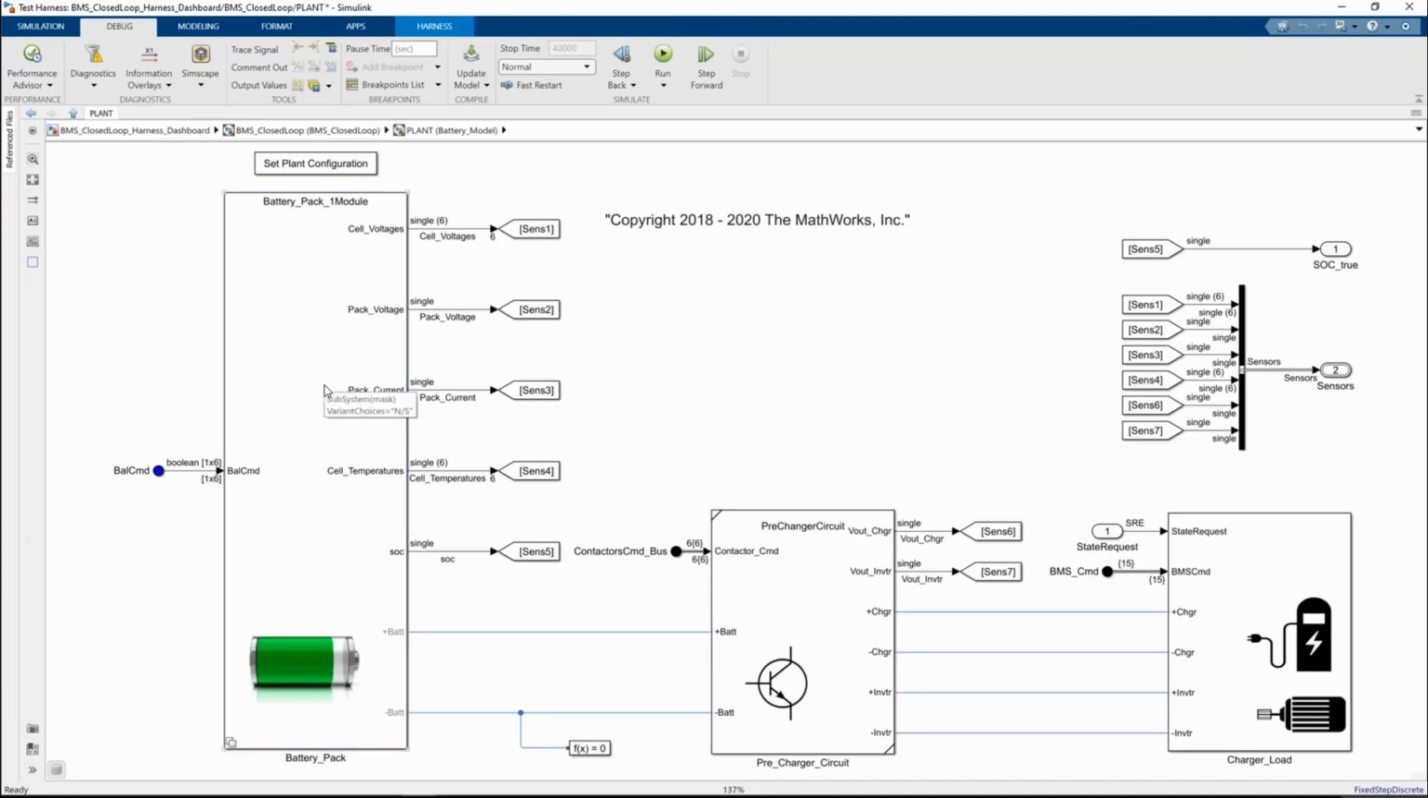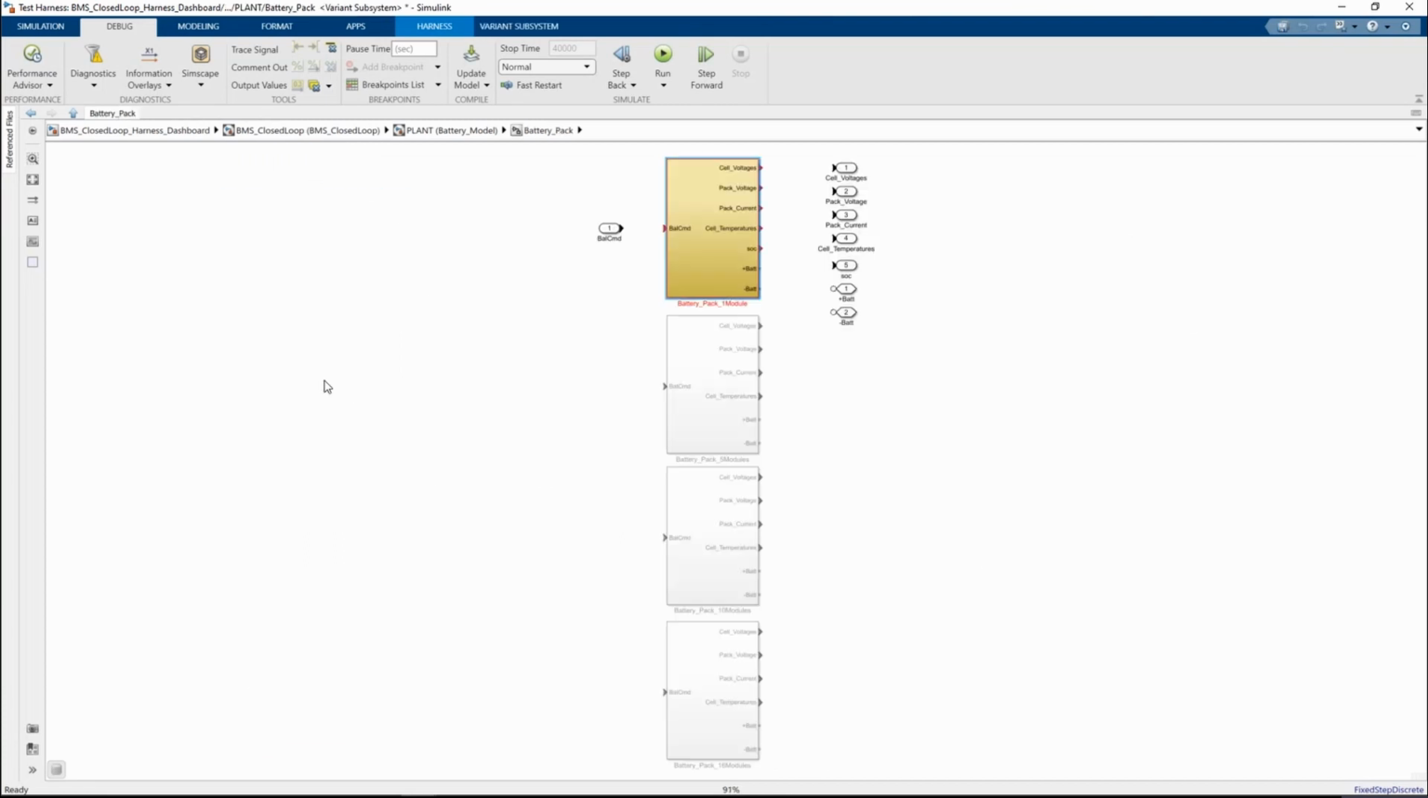The variant subsystem on the left contains several versions of the battery pack. The small one with 6 cells and the largest one with 96 cells. Let's take a look at the small one.